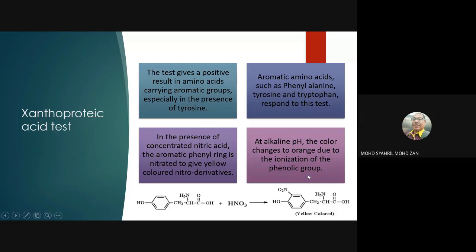So what is the structure of the phenolic group? This one is the structure. Heterocyclic. Okay, this is an example of tyrosine. So when tyrosine combines with our nitric acid, you will get yellow color. But in alkaline pH, we will get orange color. But if we use the Millon's test, we will get yellow color.